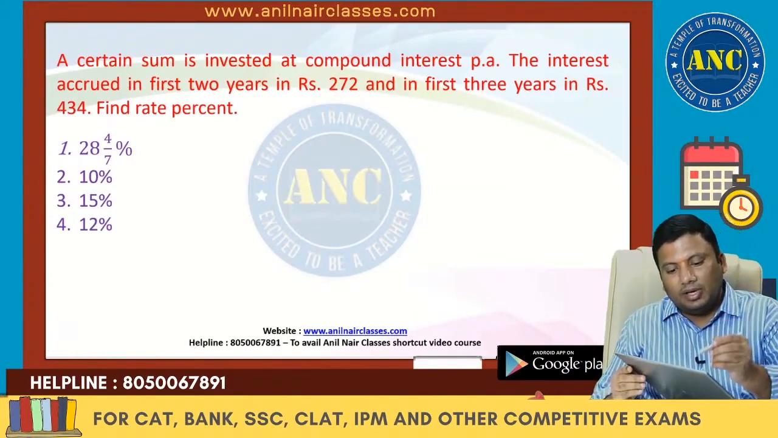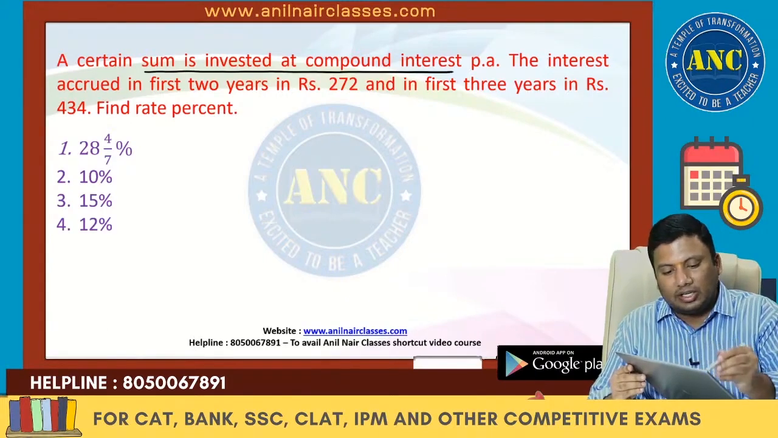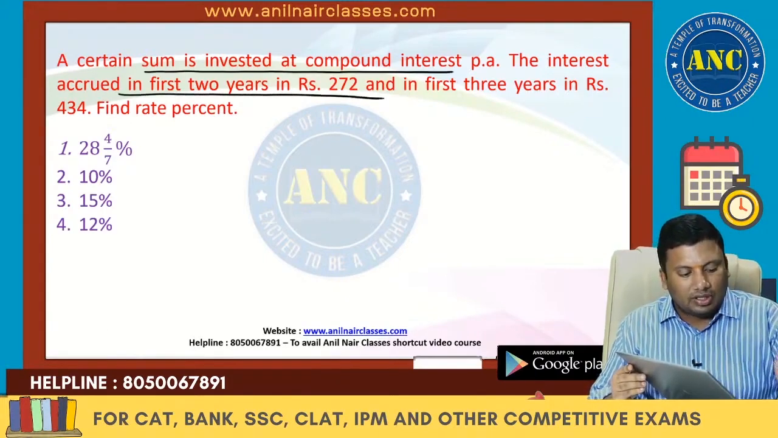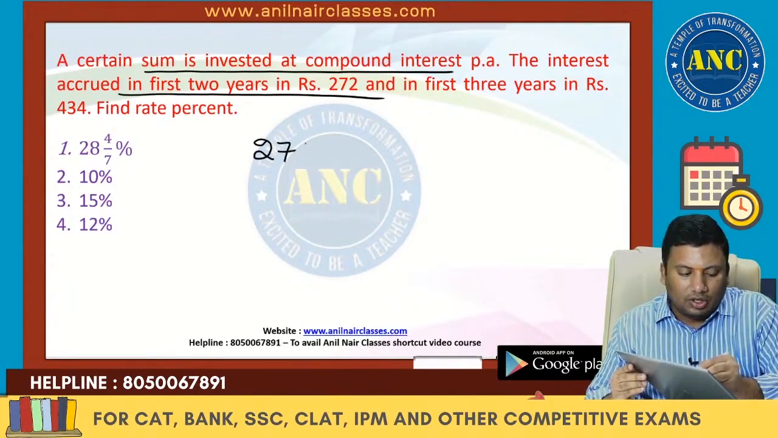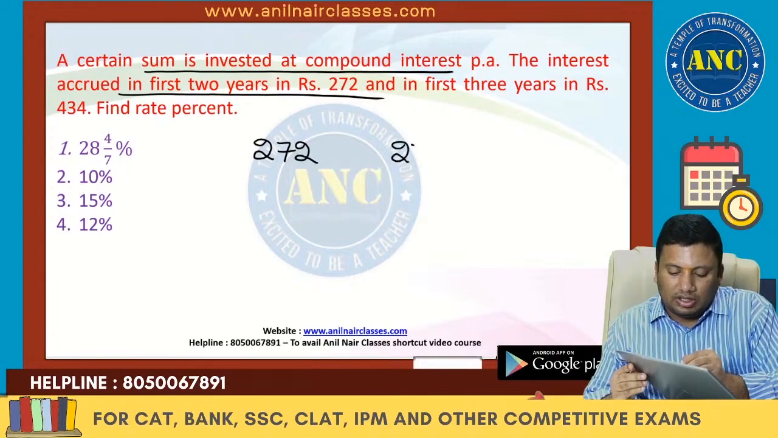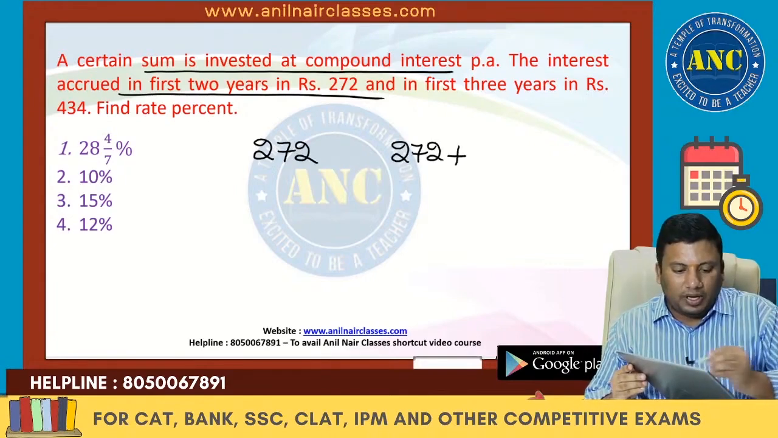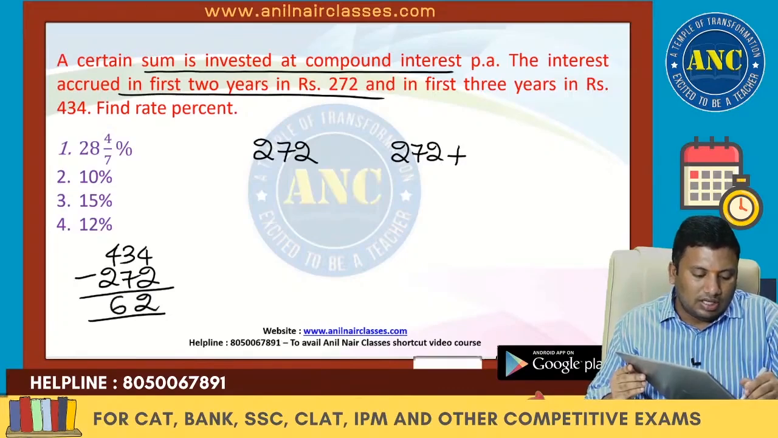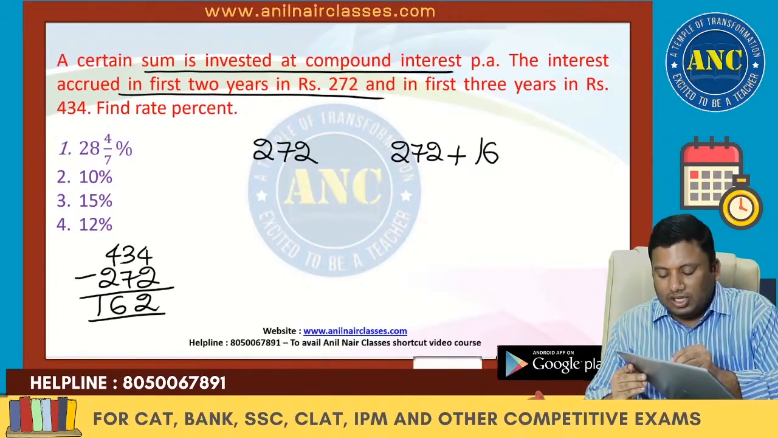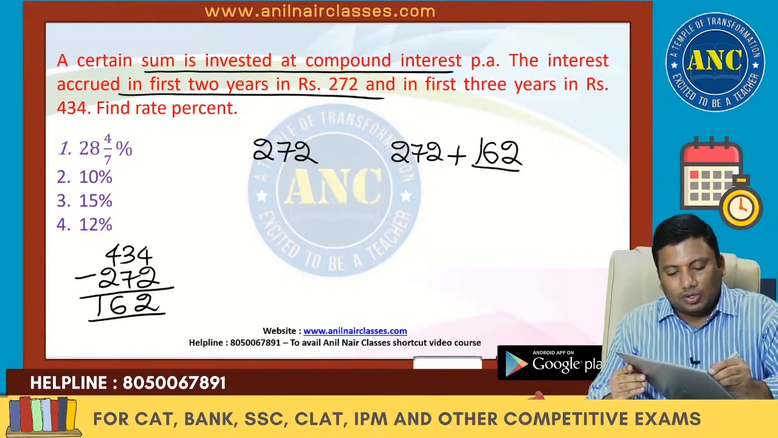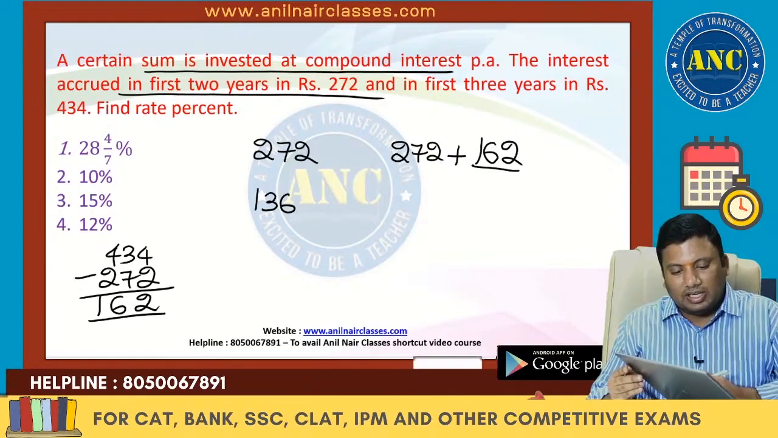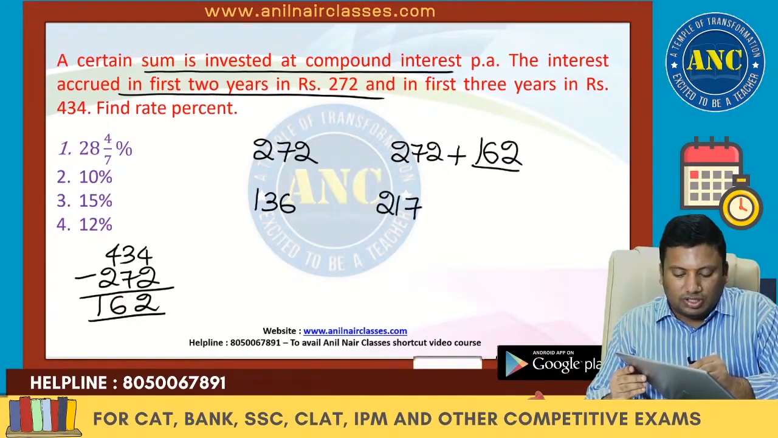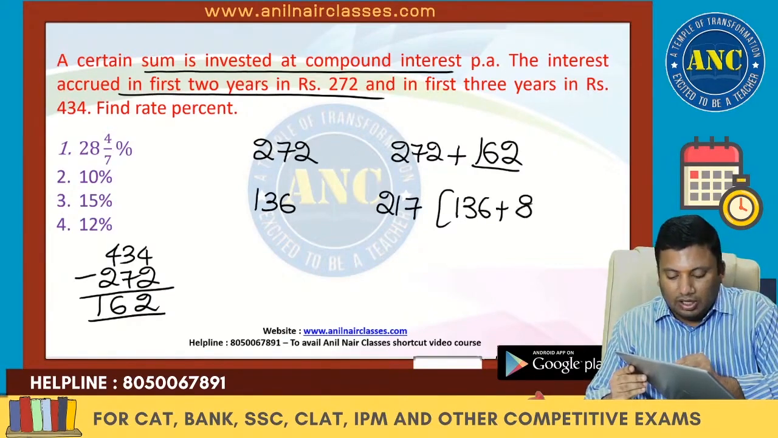Next one, right? A certain sum is invested in compound interest. Interest in first 2 years is 272. This is nothing but 272 plus what is remaining: 434 minus 272, which is 162. 162 is not a square. So simplify it. This is 136 and 217, which is nothing but 136 plus 81.